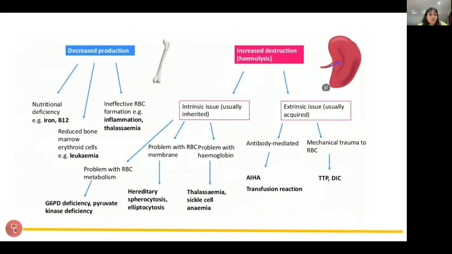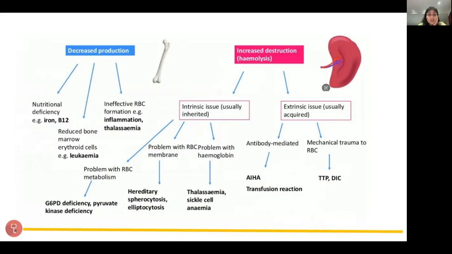And then sometimes when you've got a lot of inflammation in your body, or in genetic disorders like thalassemia, you do get red blood cells being formed, but they're just not formed in the correct way necessarily, or with the correct amount of alpha chains and beta chains. So there's that as well.